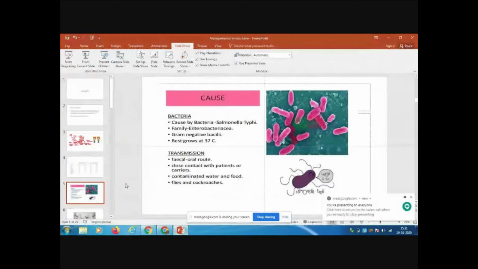And what is the profession of Mary? Yes, cook. Very good, excellent. So a cook, who was responsible for more than 50 fatalities for this disease. Very good. Now we will be seeing the remaining part.